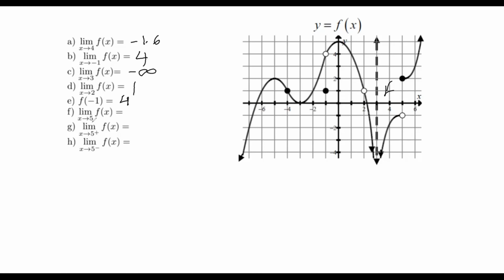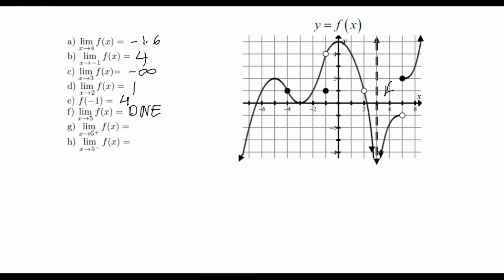Limit as x approaches 5 is, since the limit as x approaches 5 is different from the right and the left side, this does not exist. So we can just say DNE, which is basically the abbreviated form of does not exist.